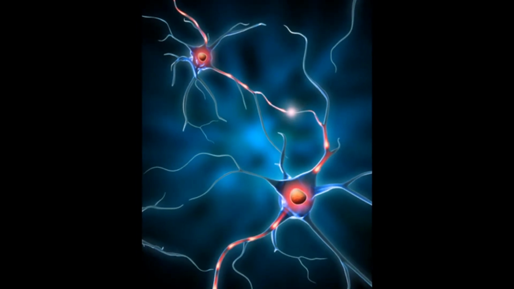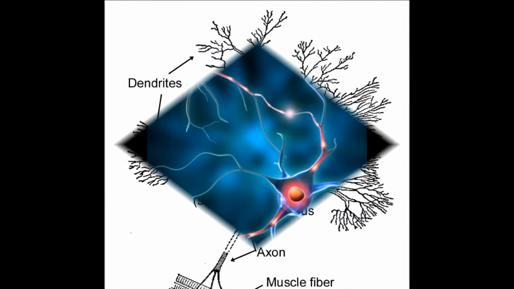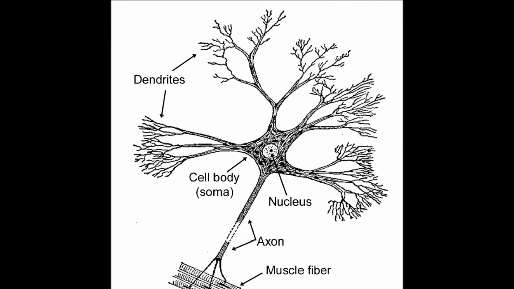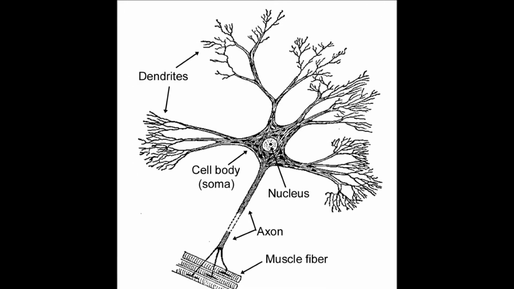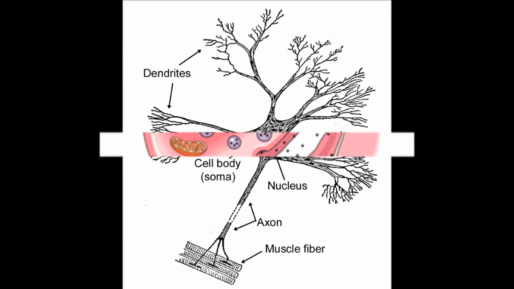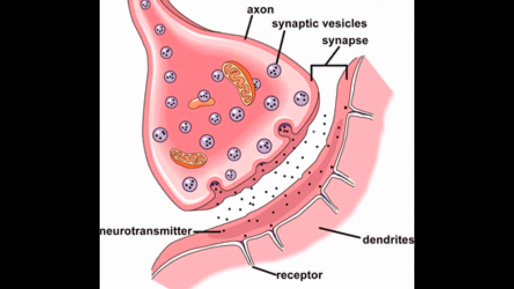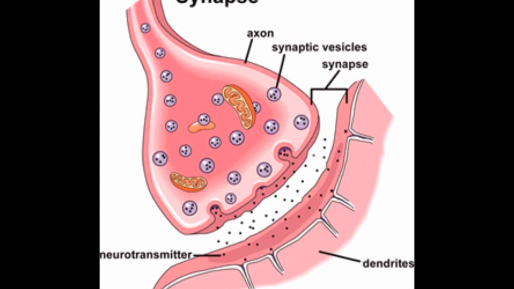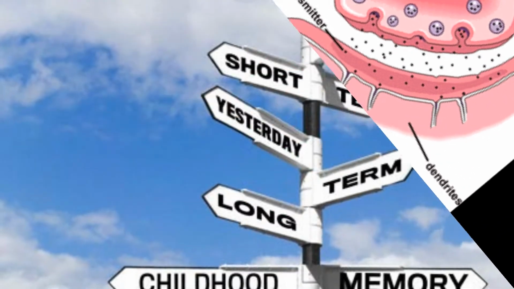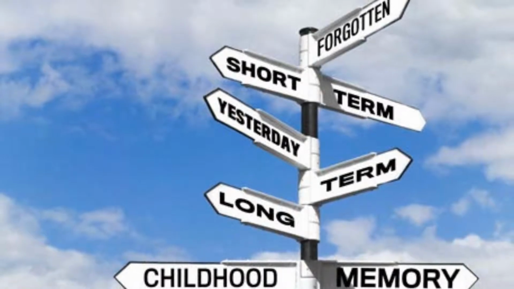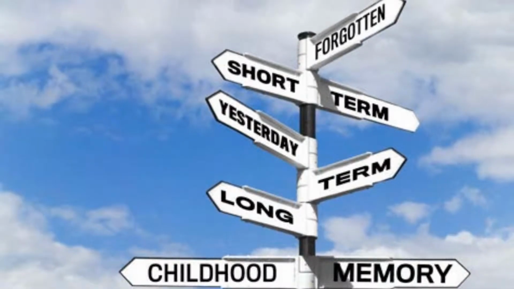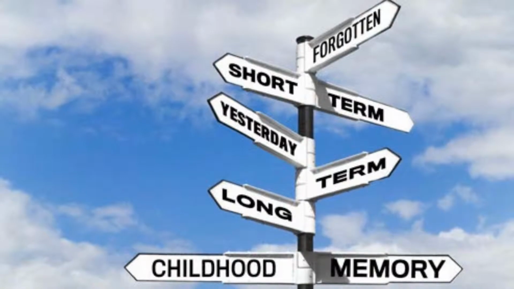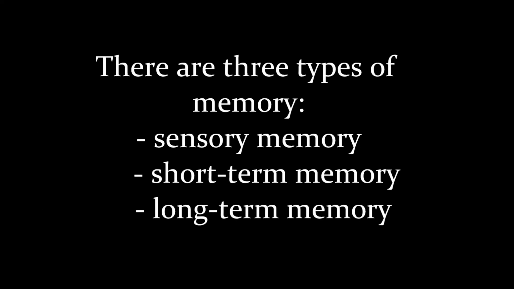Each neuron has a cell body called soma, containing the nucleus and from which dendrites and axons extend. The transmission of the electrical pulses takes place through synapses that allow neurons to communicate with each other or with the other types of cells. Memory is our ability to encode, store, retain, remember and recall information or past experiences in the human brain. There are three types of memory: sensory memory, short-term memory, and long-term memory.